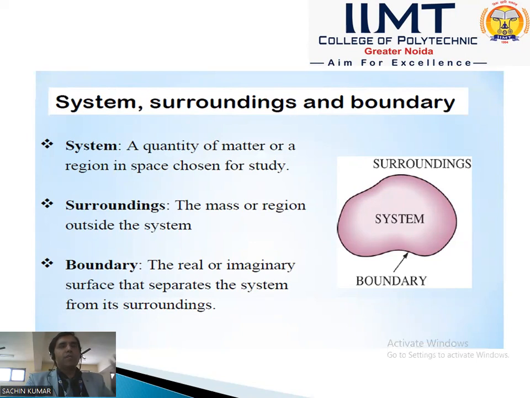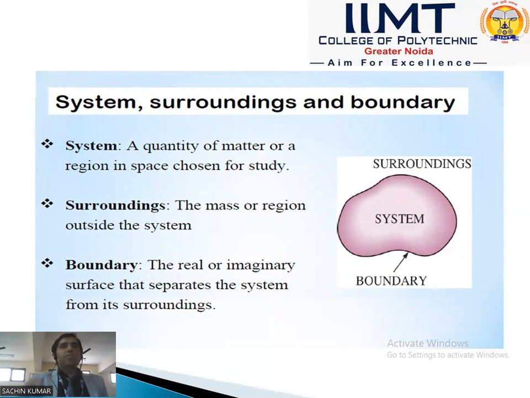Suppose we assume a room in which any process such as an isentropic, isenthalpic, or isobaric process takes place. Whatever is outside this room is called the surrounding. The mass or region outside the system is called the surrounding. Between system and surrounding, we consider the boundary. The boundary may be an imaginary boundary or a real boundary.